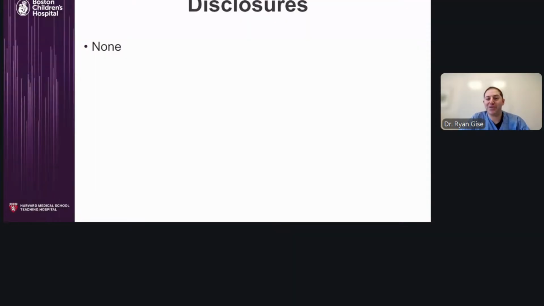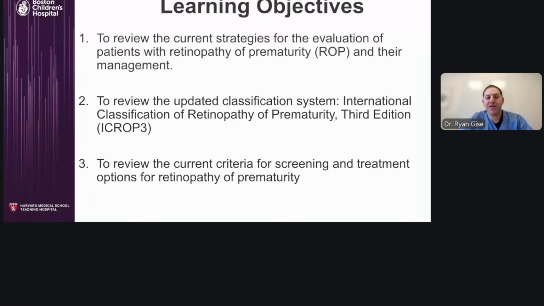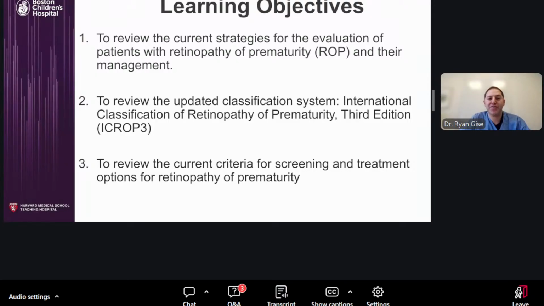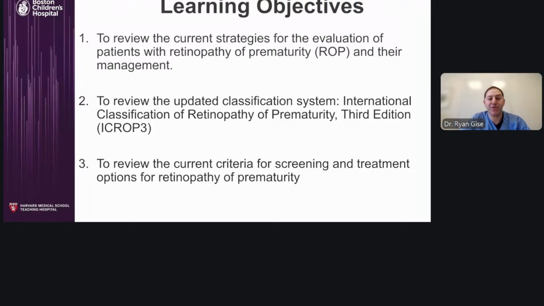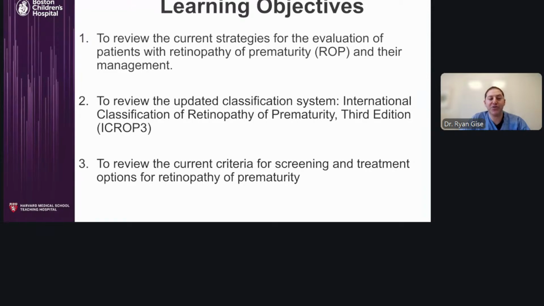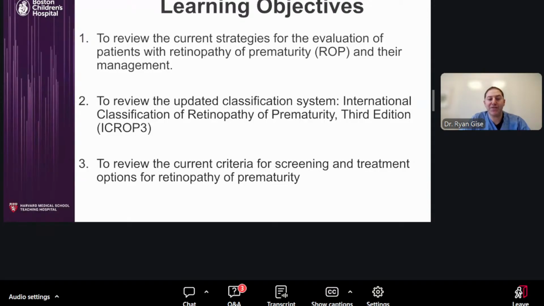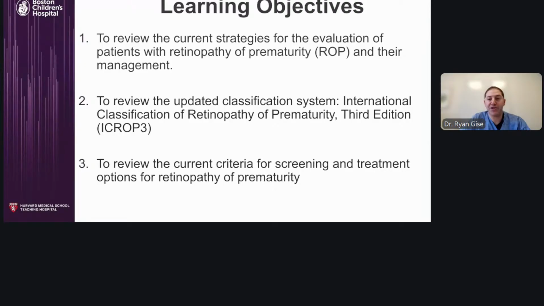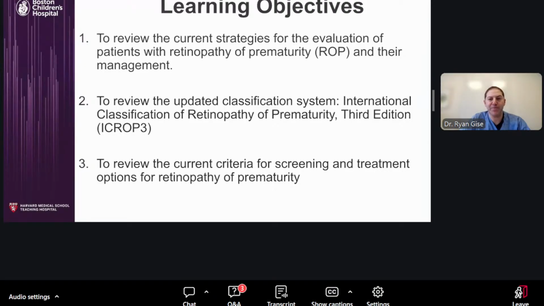I have no financial disclosures. My goals for the talk are to review the current strategies for the evaluation of patients with retinopathy of prematurity and their management, to review the current criteria for screening and treatment options for retinopathy of prematurity, and also to review the updated classification system for ICROP, the International Classification of Retinopathy of Prematurity, the third edition, which was released just a few years ago.